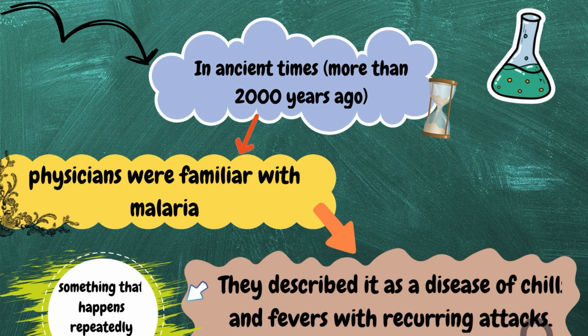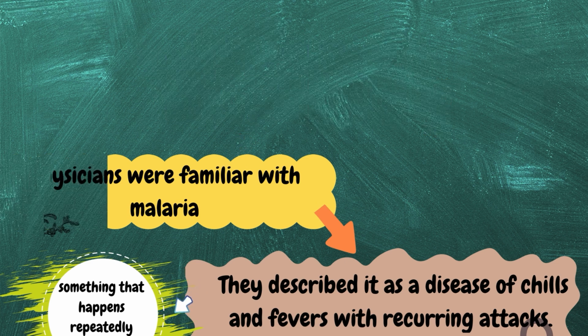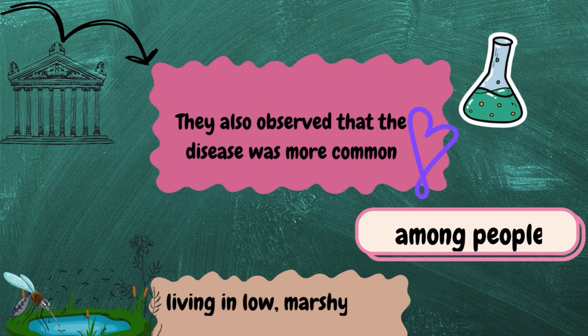In ancient times, more than 2,000 years ago, physicians were familiar with malaria. They described it as a disease of chills and fevers with recurring attacks. Here, the word recurring means something that happens repeatedly. Physicians also observed that the disease was more common among people living in low, marshy areas.